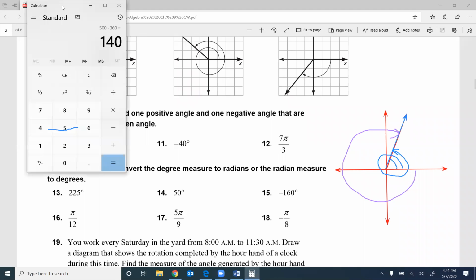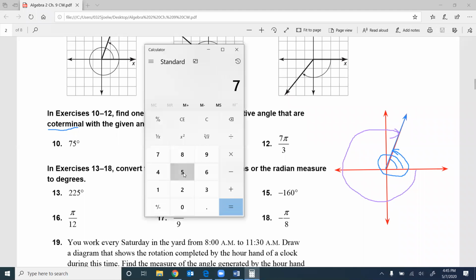So to find my two angles, we're going to say 75. We'll find the positive one first. So plus 360, 435. So my first answer, 435 degrees. Okay. Well, what about the one that's negative? So let's clear that out. We'll do 75, but this time we'll subtract 360 degrees, and I get negative 285. So negative 285. Those would be my two angles.